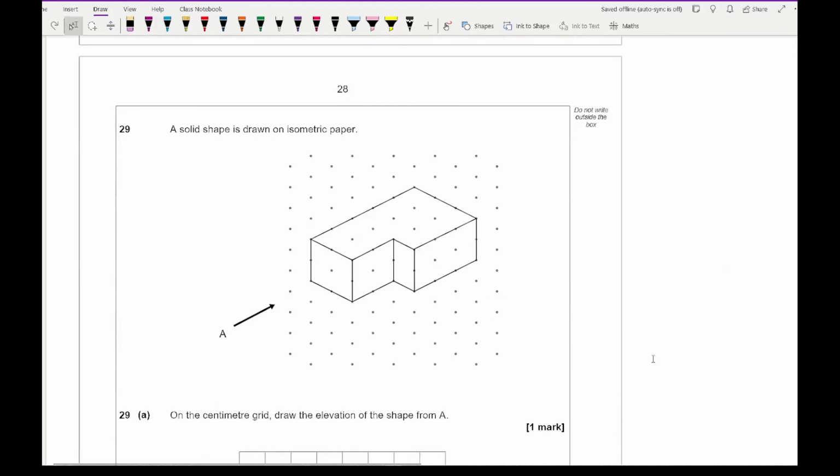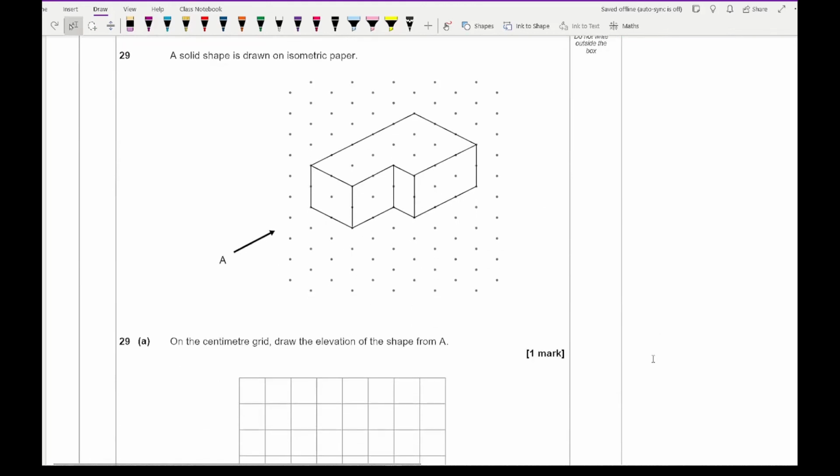Moving on to question 29, it says that a solid shape is drawn on isometric paper. It says on the centimeter grid, draw the elevation of the shape from A. Now you don't have to do this in the exam, but I strongly suggest that sometimes shading helps. You need to make sure that the orientation of what you draw is exactly the same as what's pictured in the diagram.